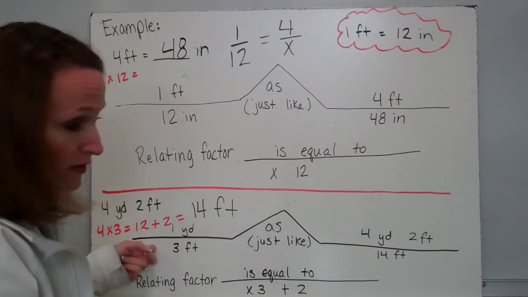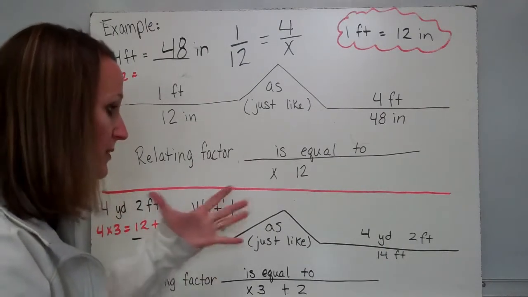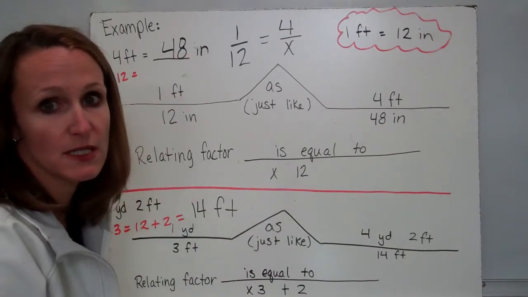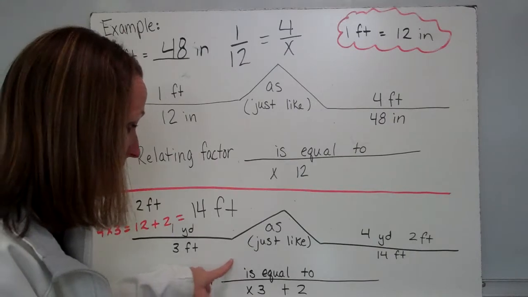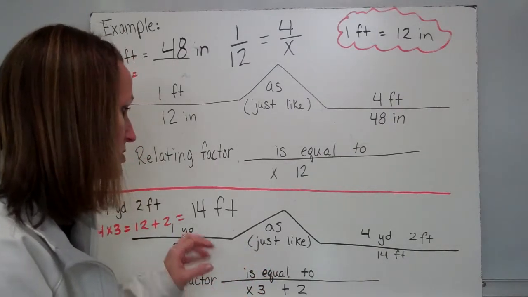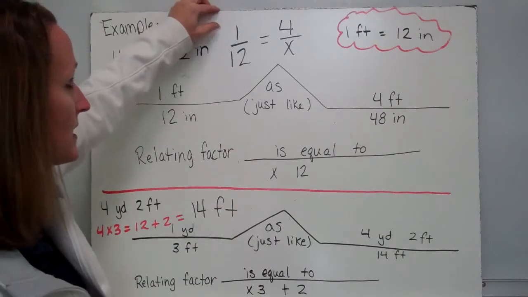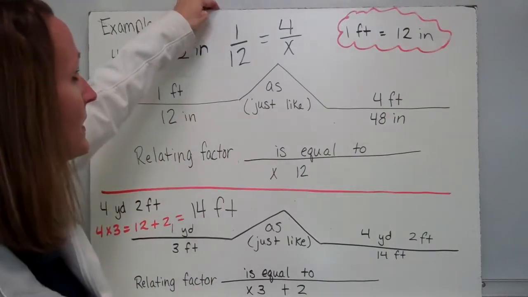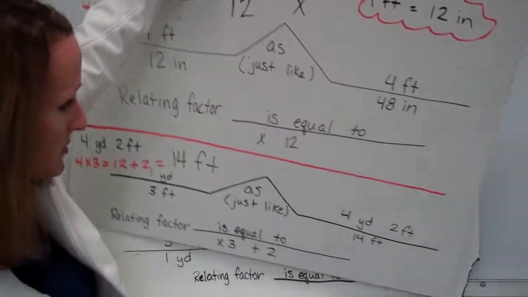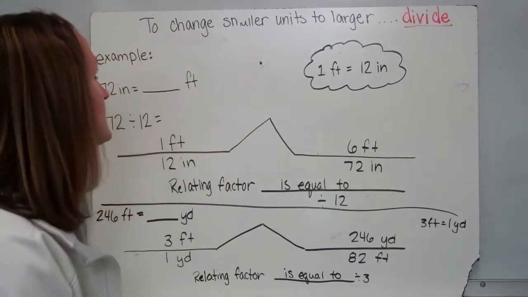So you can either use a bridge map or you could use your relating factor. The relating factor is probably less work, but do whichever one is easier for you. Do you want a visual or do you want the words? Do you want to say it's equal to times 3 plus 2, or do you want to draw it out proportion style? Okay, so what if we want to go backwards? What if I'm going to start small and go bigger? Hopefully you knew the inverse of multiplying is dividing.